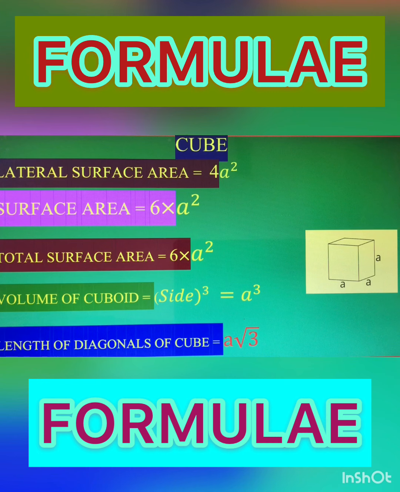And after that, the length of the diagonal of the cube is a√3. This is the formula to find the length of the diagonal of a cube, where a is the side of the cube. So this is the cube which has all sides equal, and it has 12 edges, 8 vertices and 6 faces. All faces are squares and all sides are equal.